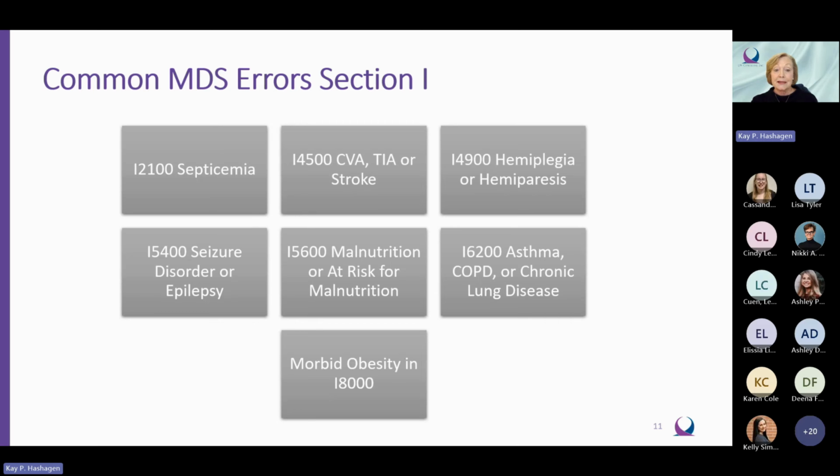Don't forget asthma and chronic lung disease. If you're coding I-6200, it's not just for COPD. And then morbid obesity is often a missed opportunity if we see that the physician did not document the morbid obesity. If you use your BMI and it shows that it meets the qualifications, and if the patient has comorbidities, you can get your physician to supplement that documentation and you can capture that for one additional NTA point.